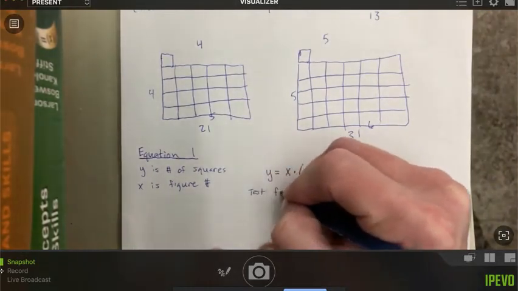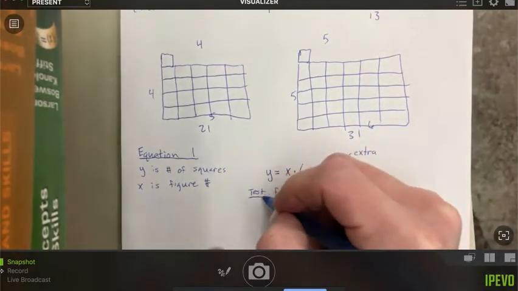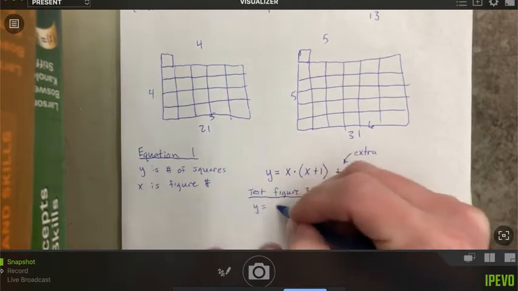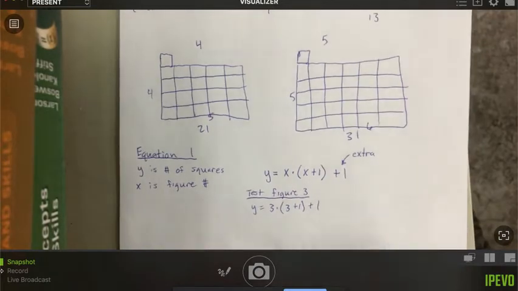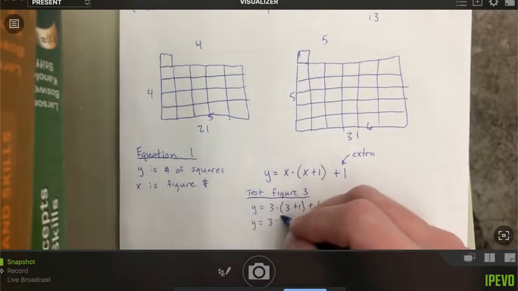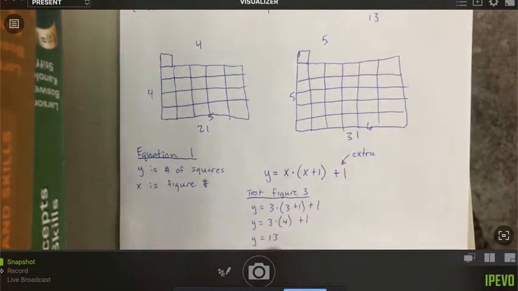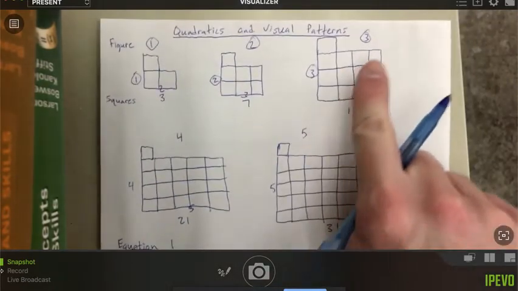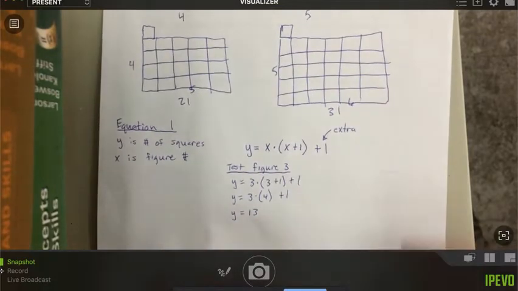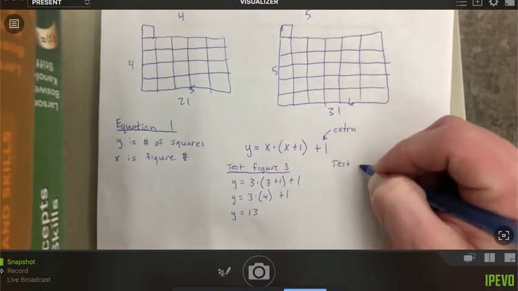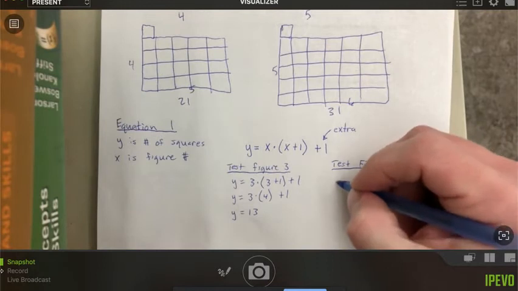So let's do a quick test. Let's test figure 3. Based on my equation, that would mean I have 3 times 3 plus 1, which would be 3 times 4 plus 1, and that would all simplify to 13. And if you notice, figure 3 has 13 squares. That makes us believe we're probably right, but remember, it's a safe bet to always test another figure. So let's test 4.